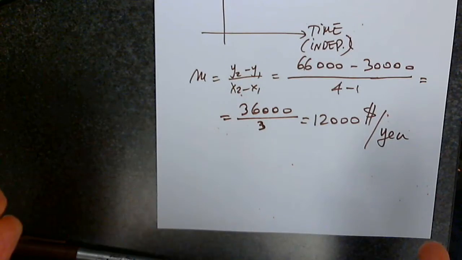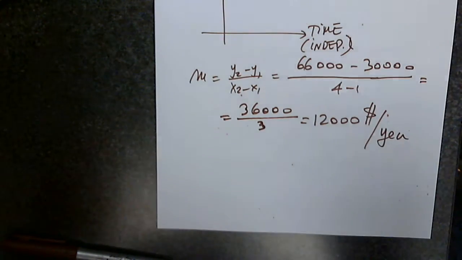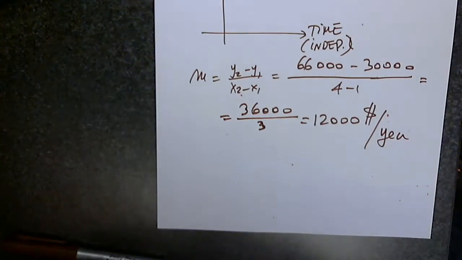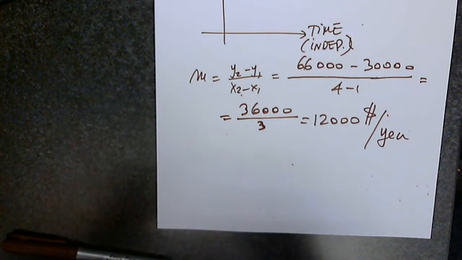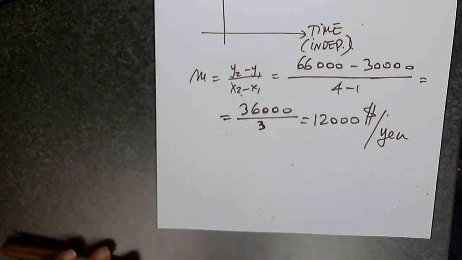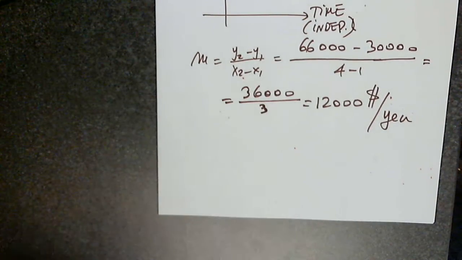Which means, according to the model, their profit does what every year? Increases by 12,000 per year. What if the slope were negative? What would you have said? Decreases by $12,000 a year. Excellent. So now what do I do?